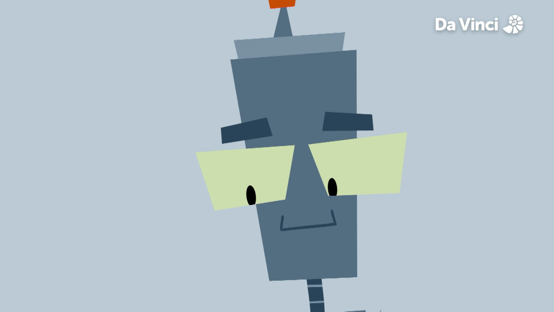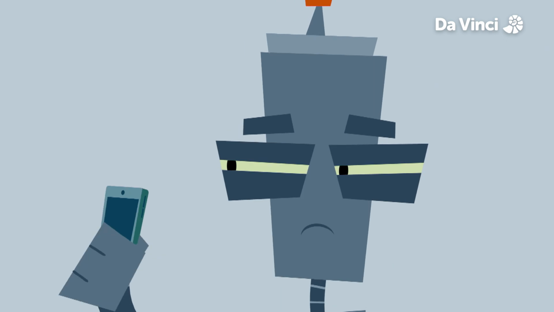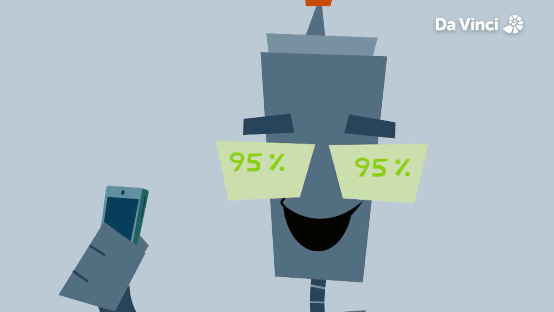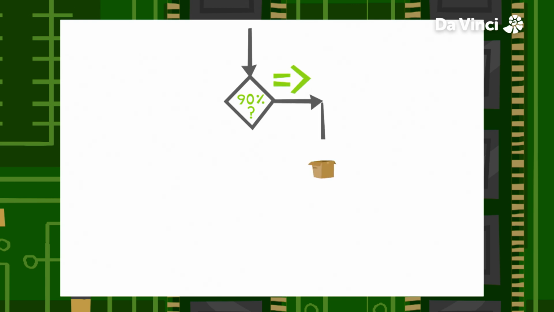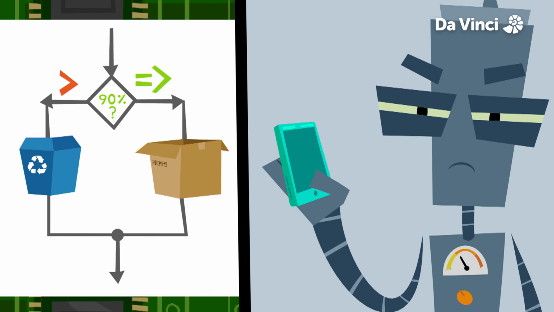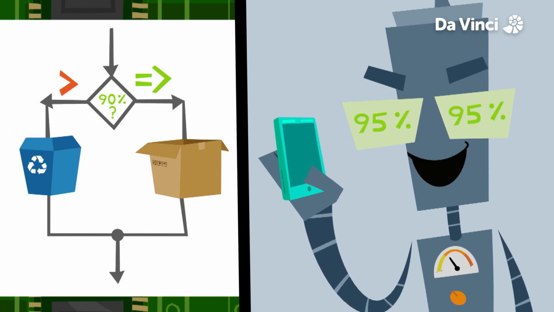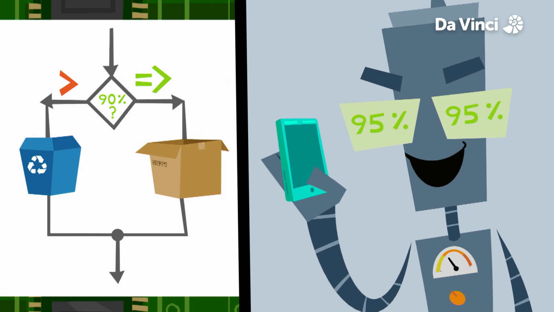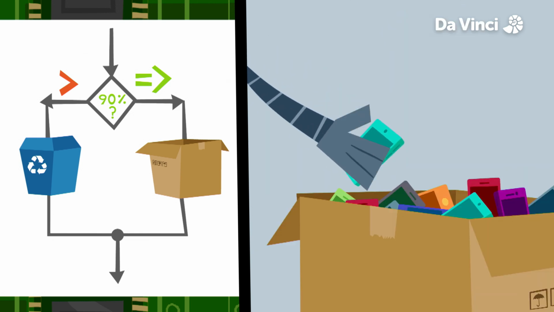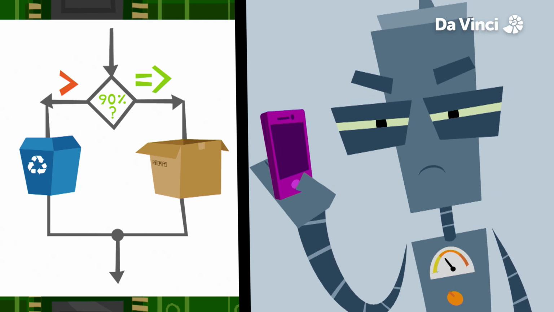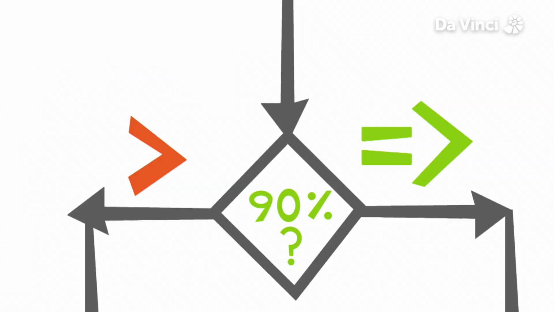So the robot makes a decision on which action to perform, putting it in a box or putting it on the reject pile, based on the test score. The program instructions to the robot are, if the test score is 90 or above, then place the phone in a box, else reject it. The way the robot makes this decision is to compare the value from the test score with a second value, a passing score for quality. This second value is called a condition.